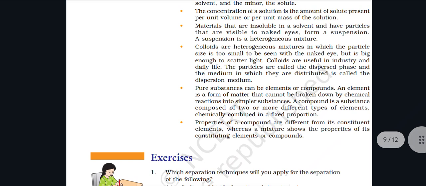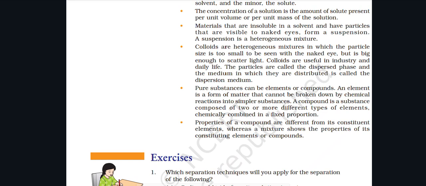Colloids are heterogeneous mixtures in which the particle size is too small to be seen with the naked eye, but big enough to scatter light. Colloids are useful in industry and daily life. The particles are called the dispersed phase, and the medium in which they are distributed is called the dispersion medium.